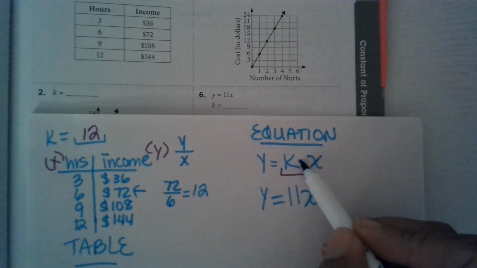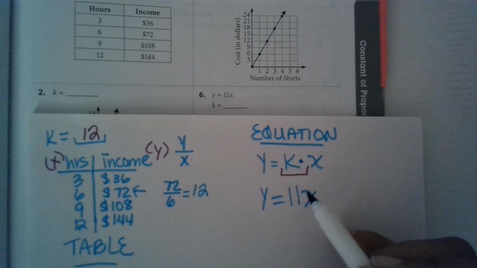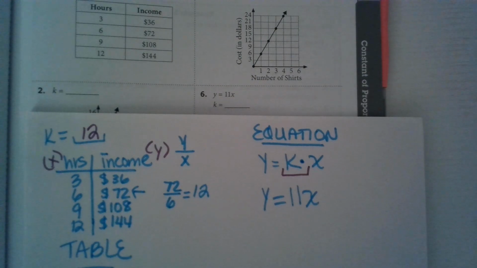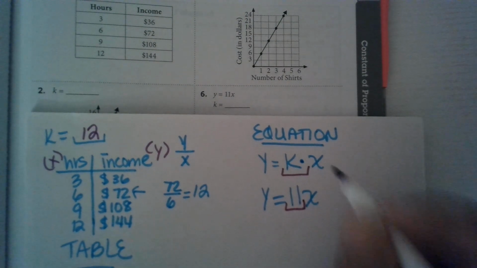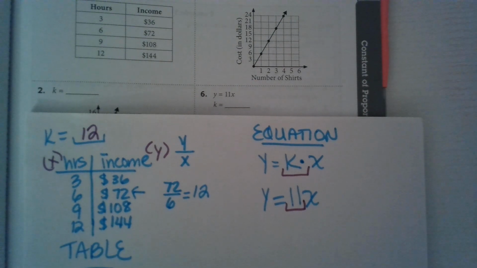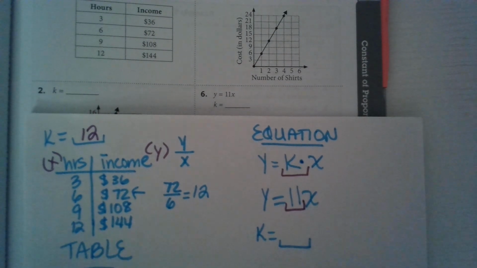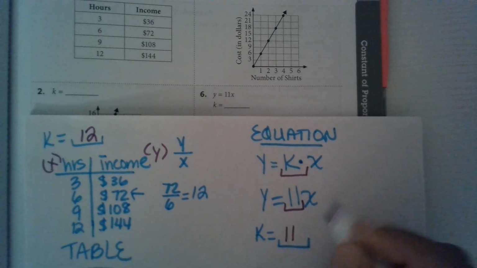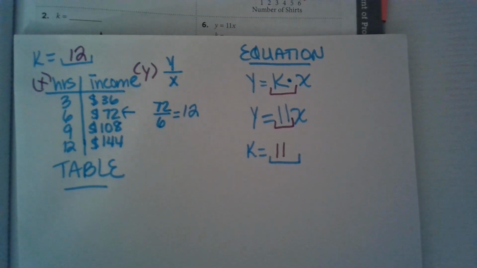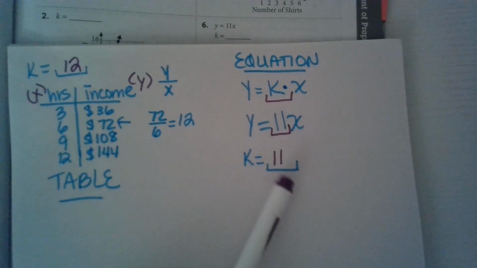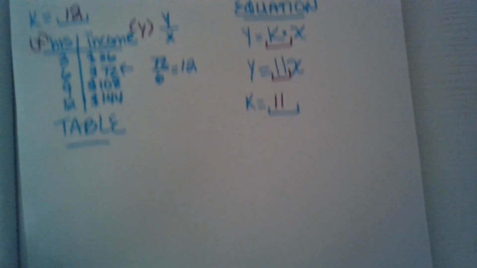Now, typically we don't see the multiplication symbol, but this is implying that I'm multiplying because I don't see a plus sign, I don't see a minus sign, and I don't even see it written as a fraction for a division. So obviously this is multiplication. And the coefficient, the number in front of X, lets you know that is your magic number. So K for this problem is 11. That's how you find the magic number from an equation.